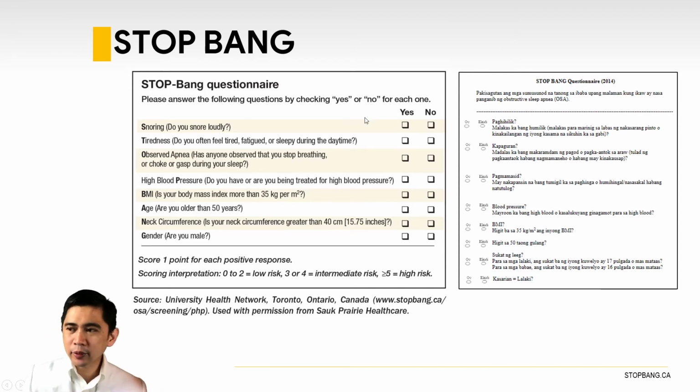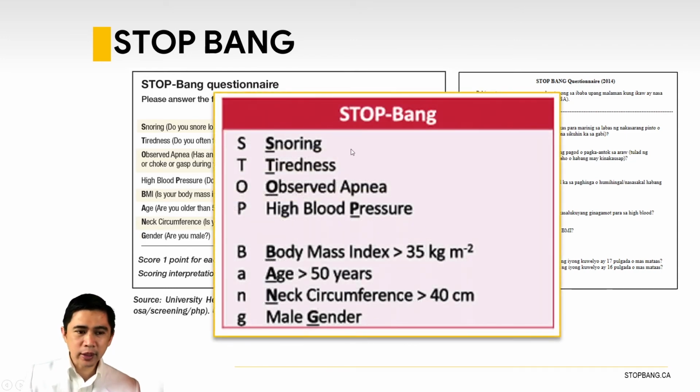So only 8 questions, like snoring, tiredness, observed apnea, high blood pressure. You don't even have to ask that, you just get their blood pressure. BMI, you only ask for the weight and height, age, neck, you just measure the neck, and gender. So this is very simple, Stop-Bang. You only have to ask for snoring and tiredness, and of course observed apnea from the partners, but the rest you can already get from their data. Both the Berlin and the Stop-Bang are very useful in predicting OSA.